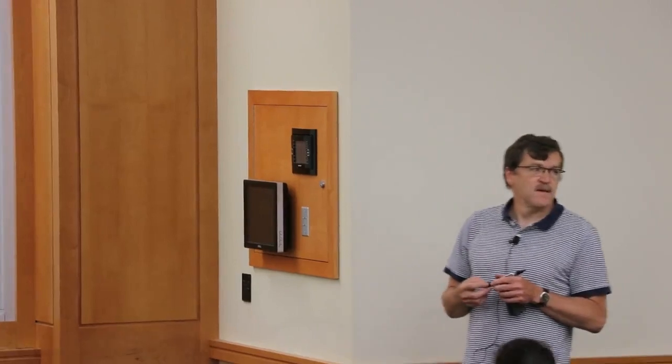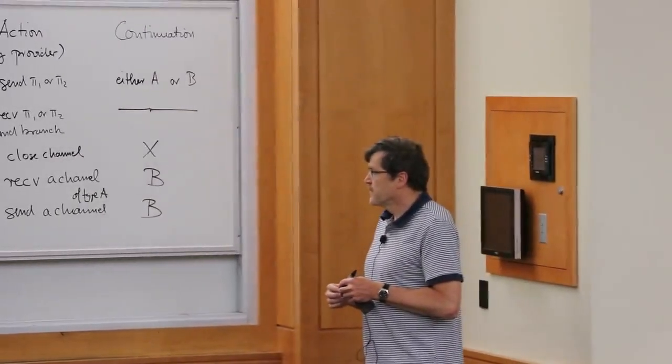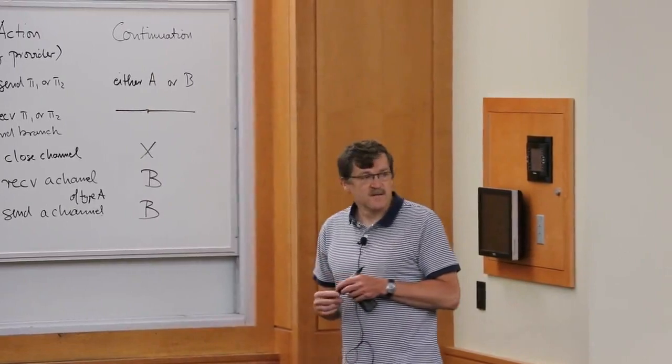Yep. So even though parallel composition is now commutative, we still maintain the distinction where the provider is the right rule and the client's the left rule. That's right. Okay.